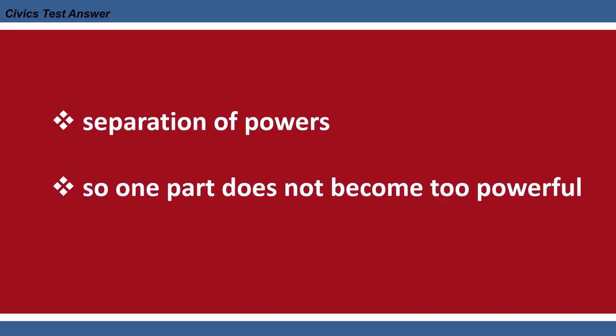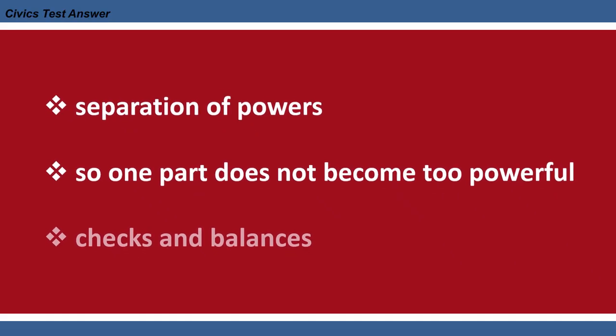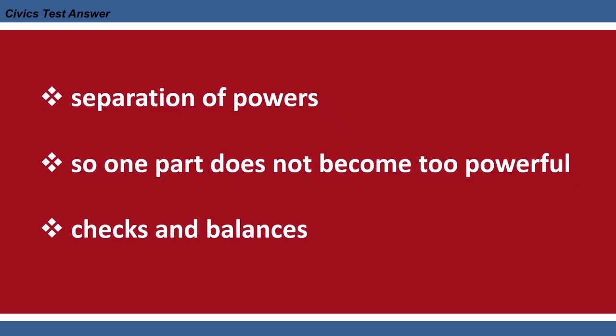Separation of powers gives each part of government a way of slowing down or stopping the other parts, a system known as checks and balances. The writers of the Constitution included checks and balances when forming the government, so one part of government would not become too powerful.